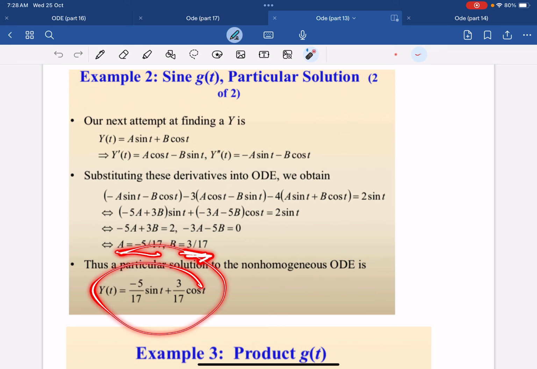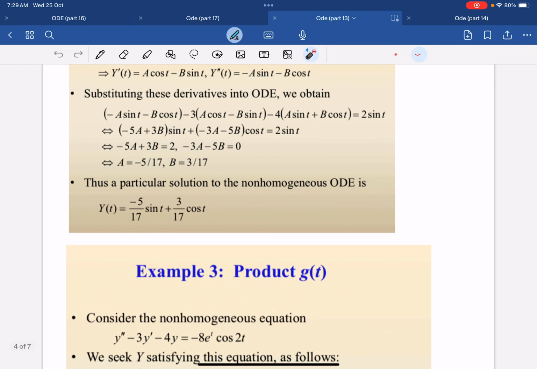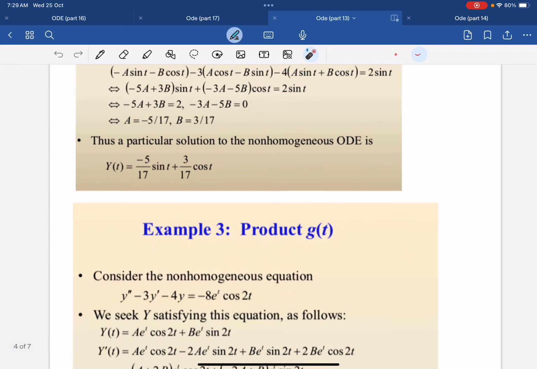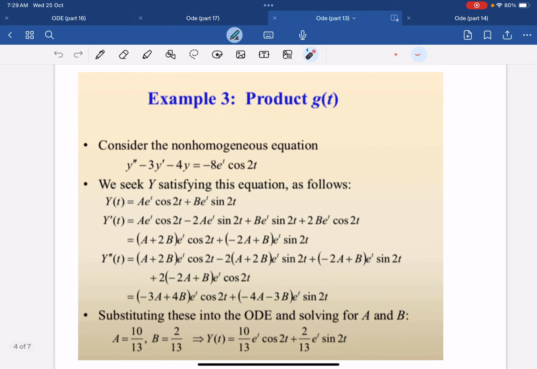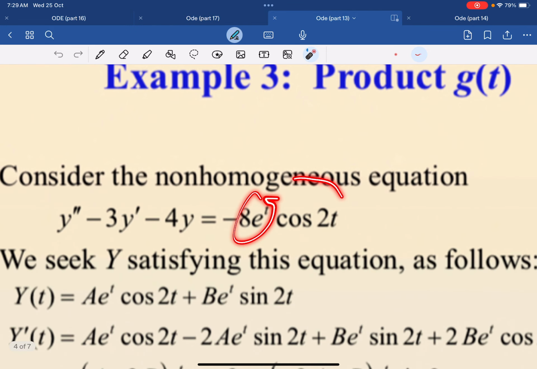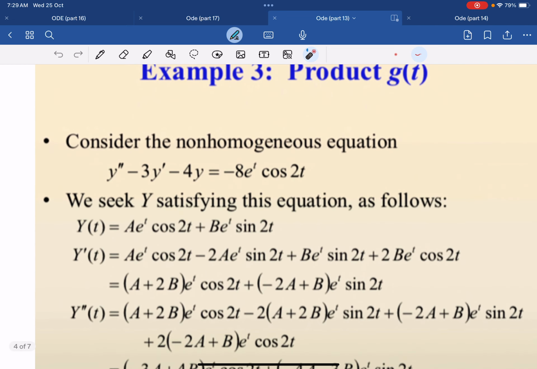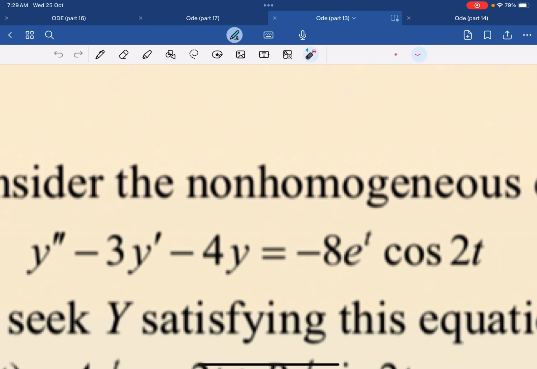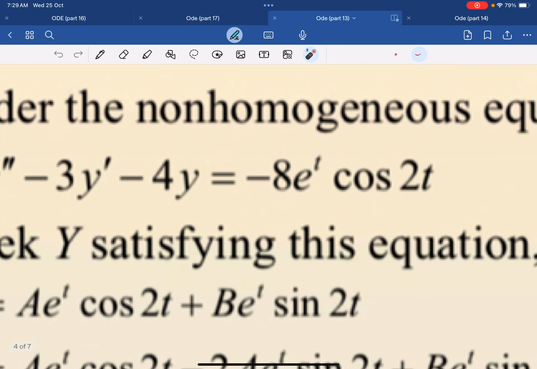And this tells us that the particular solution is minus 5 over 17 sine t plus 3 over 17 cosine t. So it's not too difficult to find the solution for trigonometric functions as well. As for products, what does it mean by products? Products means, let's say you have one exponential and you multiply it with a trigonometric function. Then we want to find the y that satisfies this. Well, it's very simple. Very clearly, we just need to use what we already know.